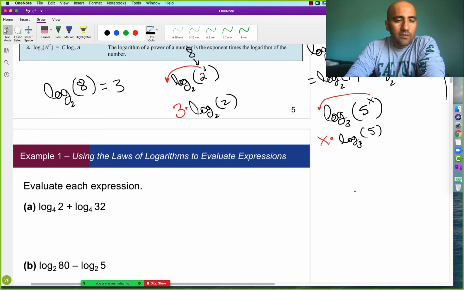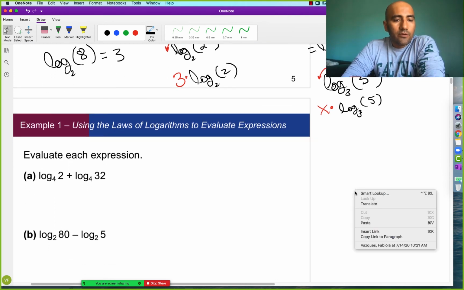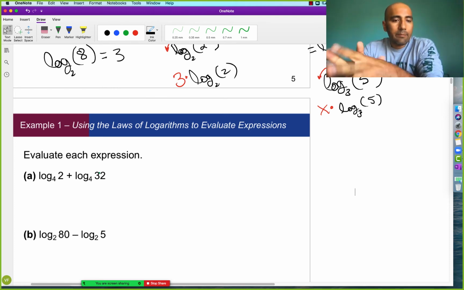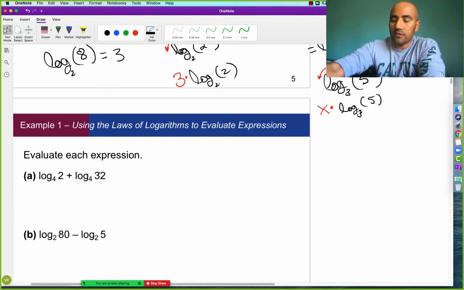Okay, so let's evaluate some of these things. Of course, if we had a calculator, we could do it. This is saying 4 to what power equals 2. 4 to what power equals 2, so I think we can guess what that is. And then also this one, 4 to what power equals 32. So we can get a sense of what that is saying. But instead, we're going to try and use these properties to combine it as one single happy log, and then from that, get our answer.